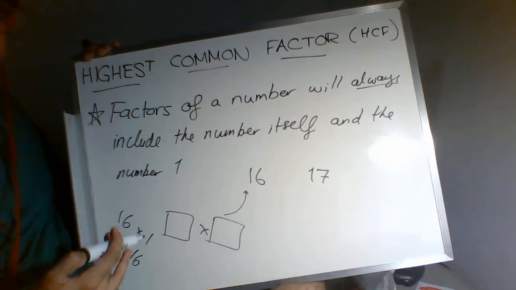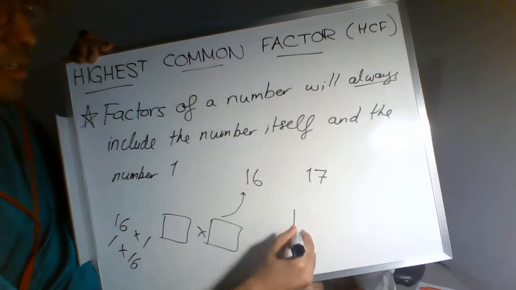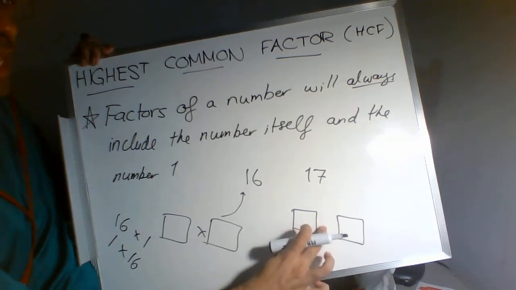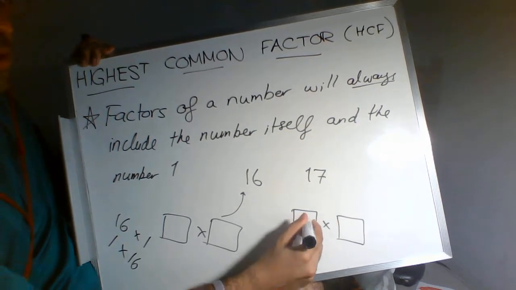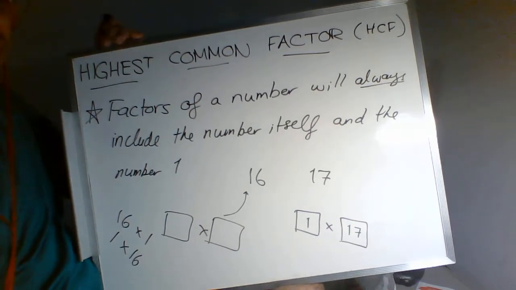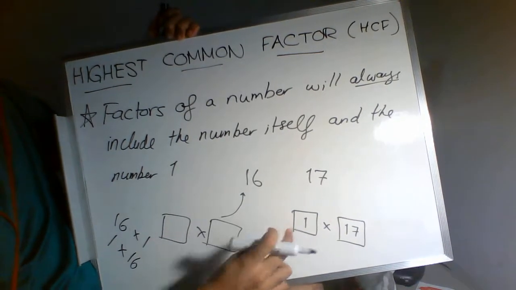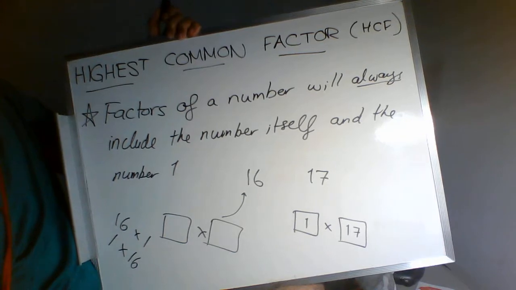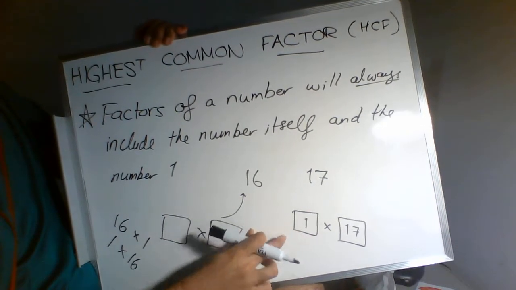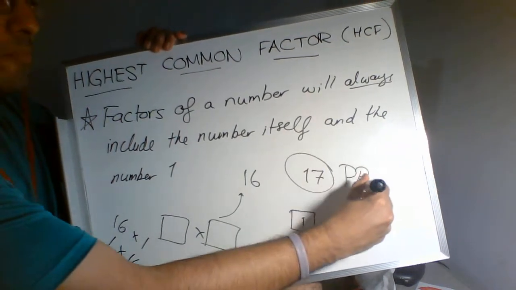You can do 16 times 1, you can do 2 times 8, you can do 4 times 4, but for 17, the only way to multiply two numbers together to get to an answer of 17 is to do 1 times 17. There's no other way to arrive at this number other than taking itself and multiplying it by the number 1. So, if you find a number where this is the only way to arrive at it, doing 1 times itself, this number is prime.